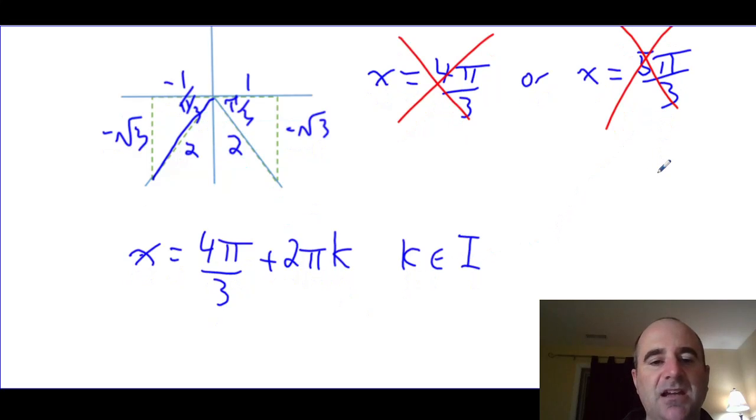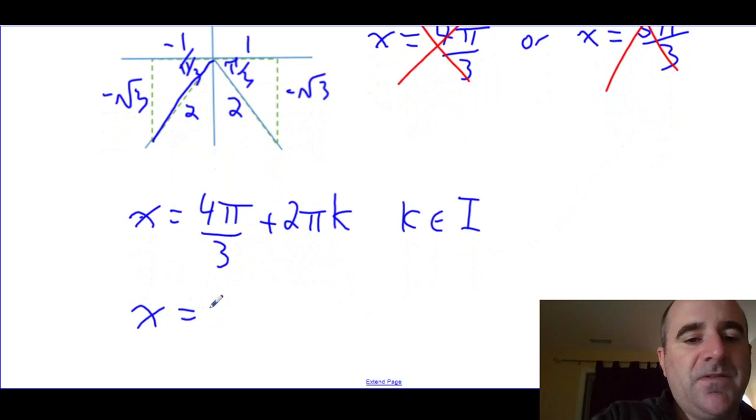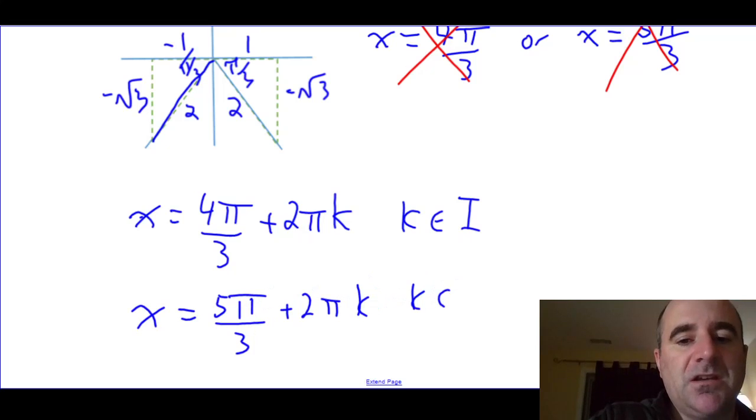And then I can do the exact same thing with 5 pi over 3. The second possible answer is 5 pi over 3 plus 2 pi k, again where k is an integer.